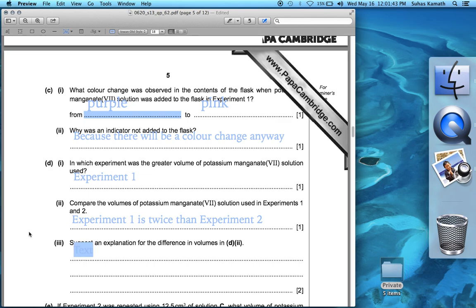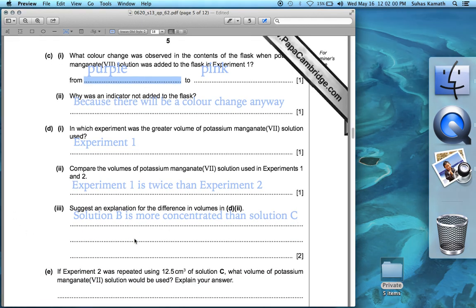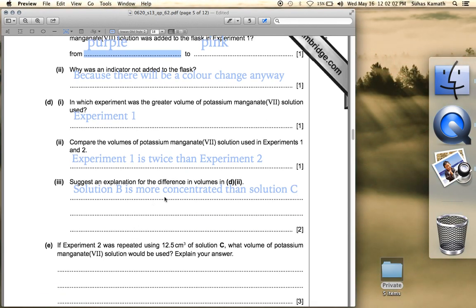So they use solution B first. So let's say solution B is more concentrated than solution C. It's quite easy. Or you could say twice as concentrated as solution C.